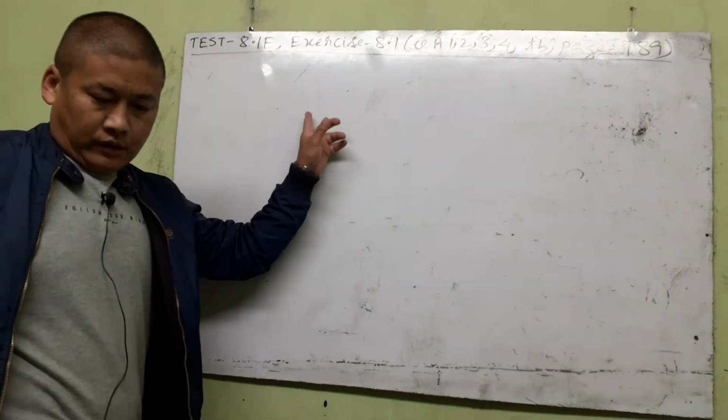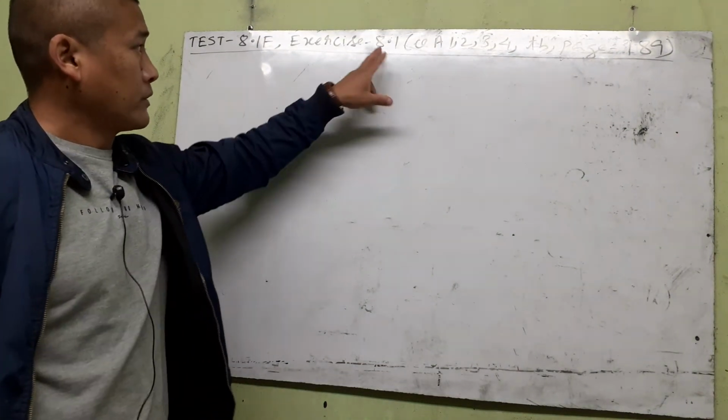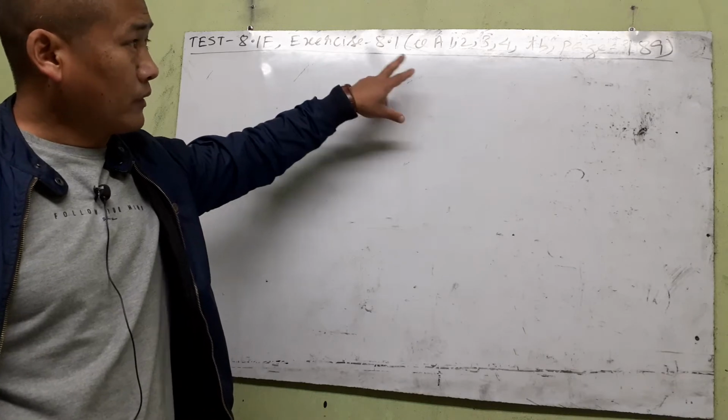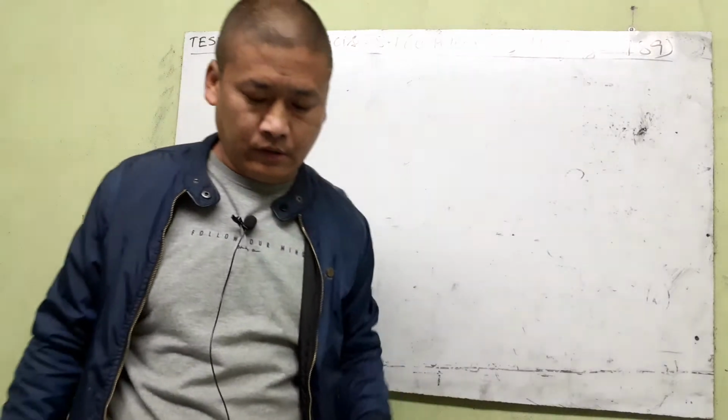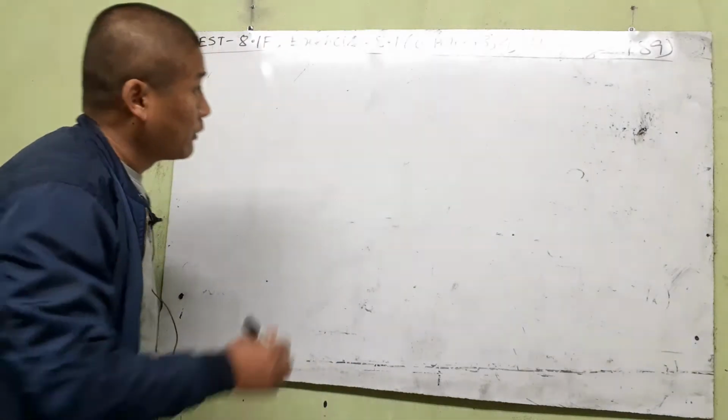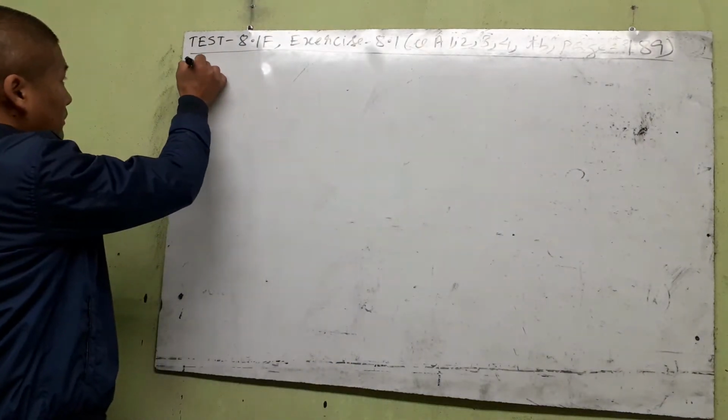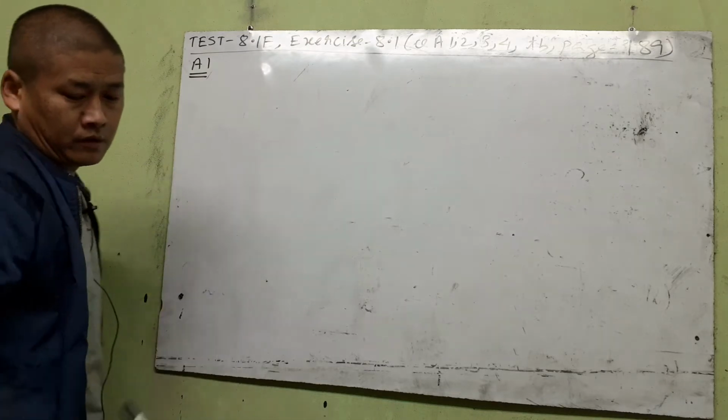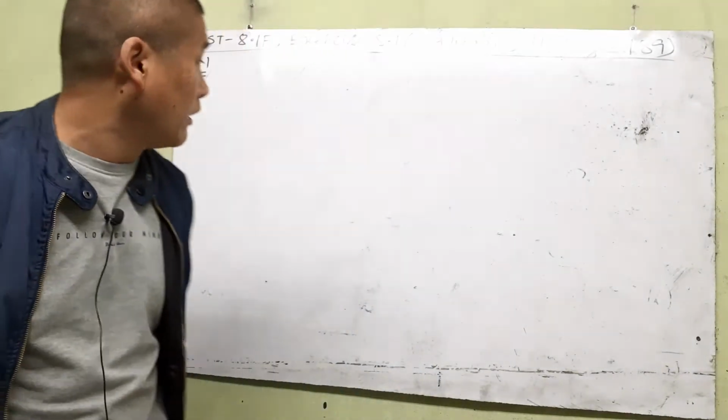Okay, so this is exercise 8.1 in your textbook, page 189. Start with question number A1. Let me read the question. If cot A is equal to 12 by 5, then the value of sin A plus cos A into cosec A is what? So it's a multiple choice question.